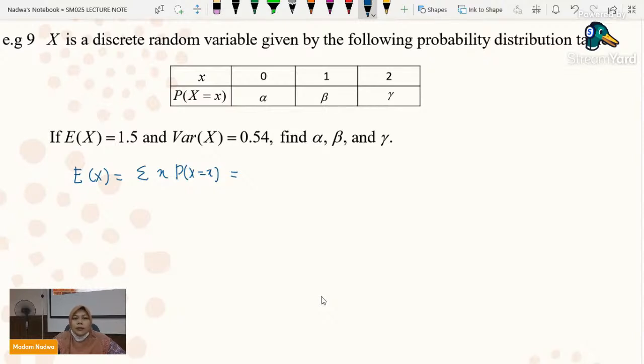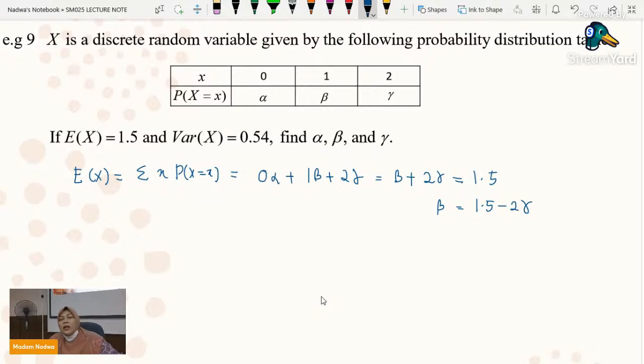the correct formula. Okay, so you actually have 0 times alpha plus 1 times beta plus 2 times gamma, which is actually just beta plus 2 gamma, which is equals to 1.5 because the expectation is already given to you. So what you actually have here is beta is equals to 1.5 minus 2 gamma. Remember, you have 3 unknown. So you need 3 equation. You just had your first equation.